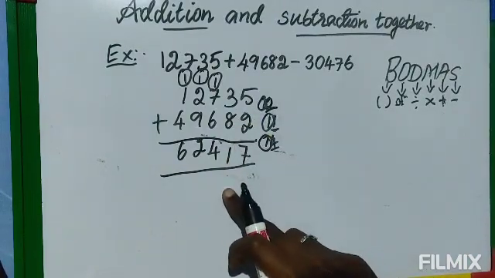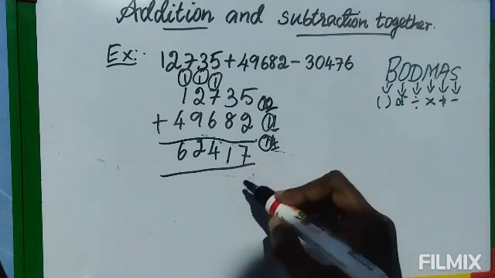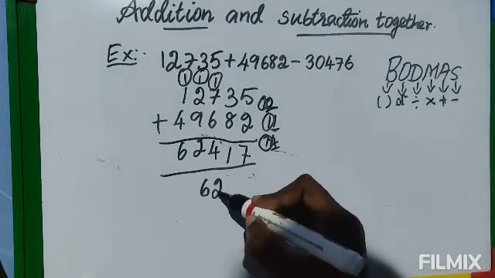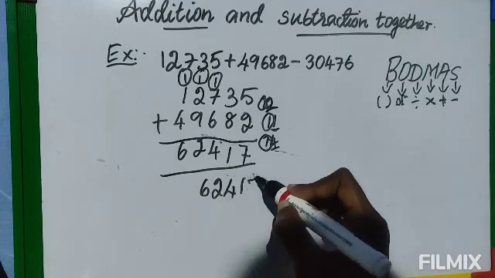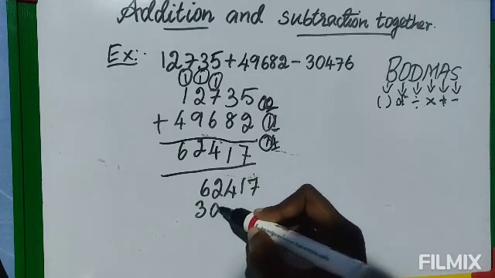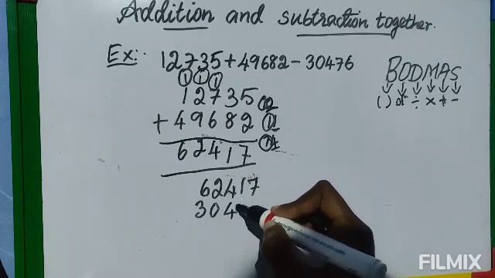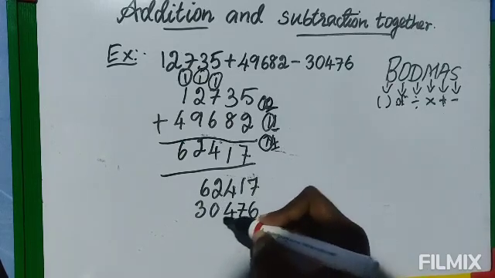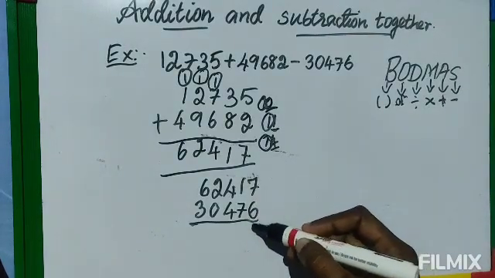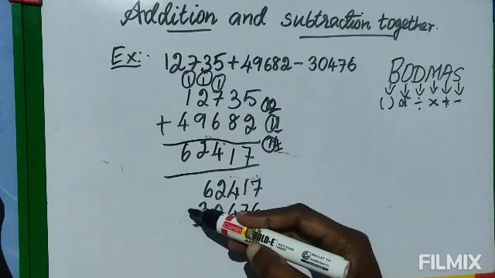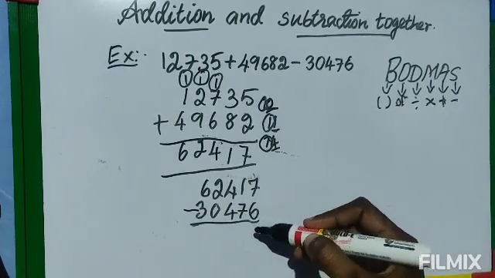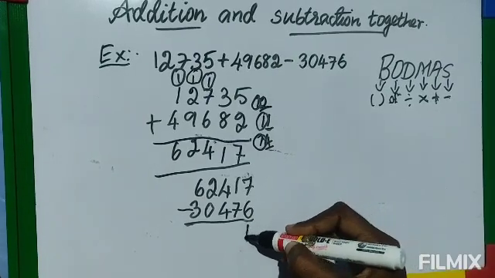From this answer you have to minus this one. So let's write 62,417. From here you have to minus 30,476. Write the digits in order, don't make mistakes. Okay, now 7 minus 6, this is subtraction. So write minus here. 7 minus 6, 1.